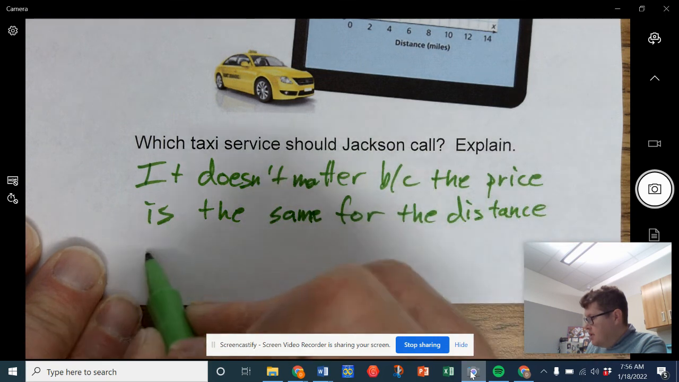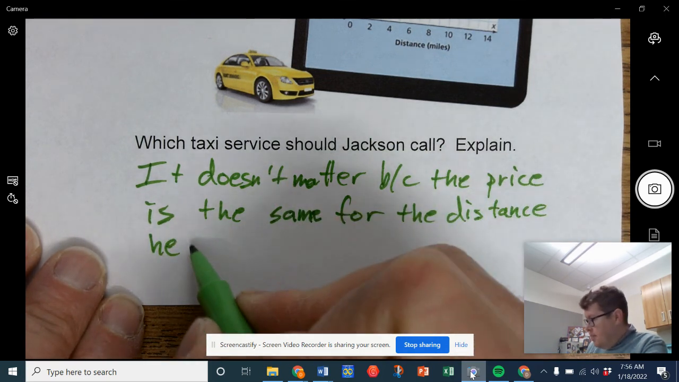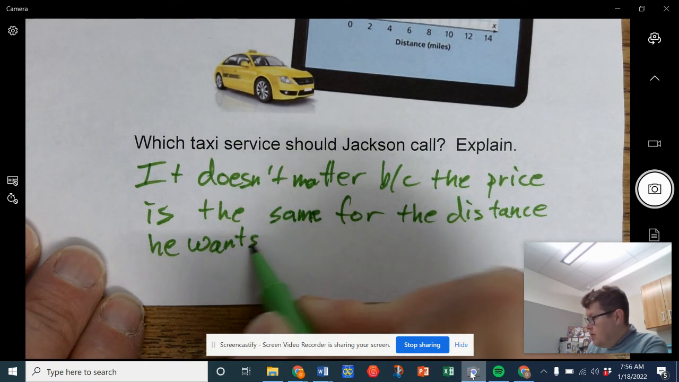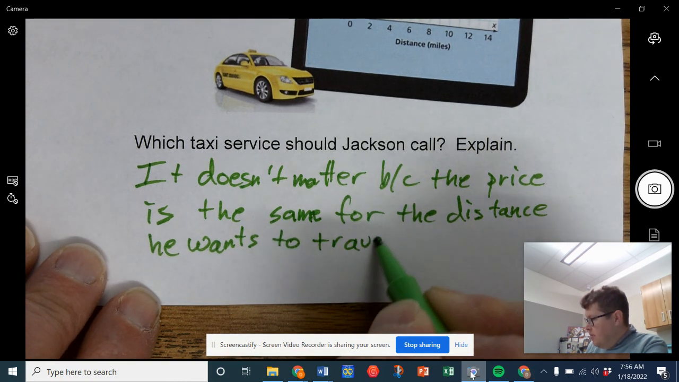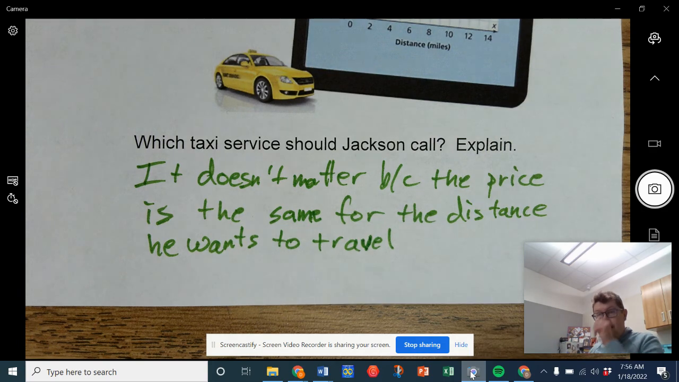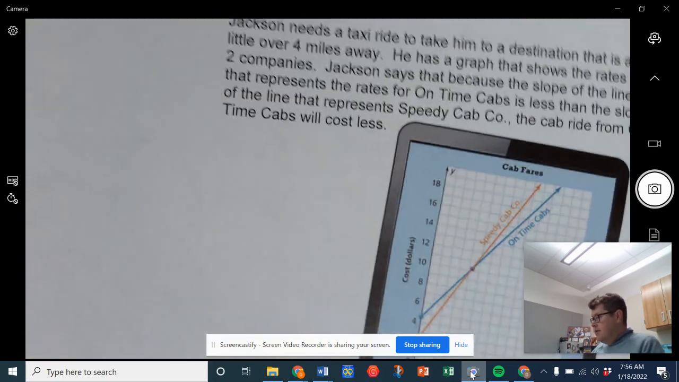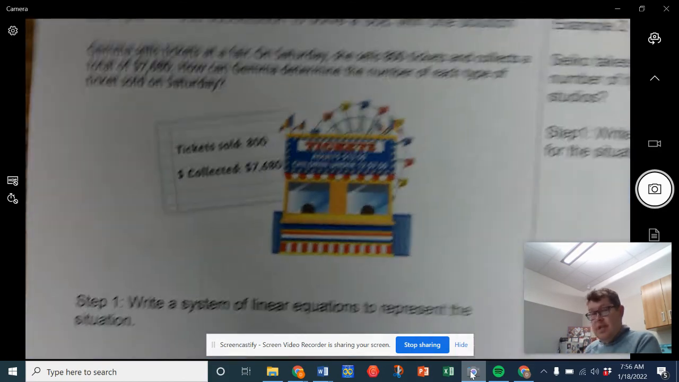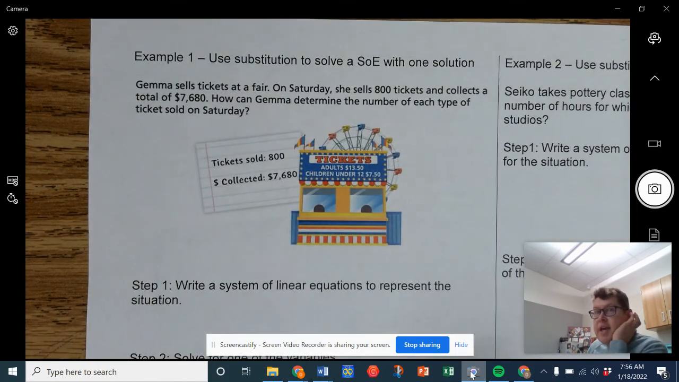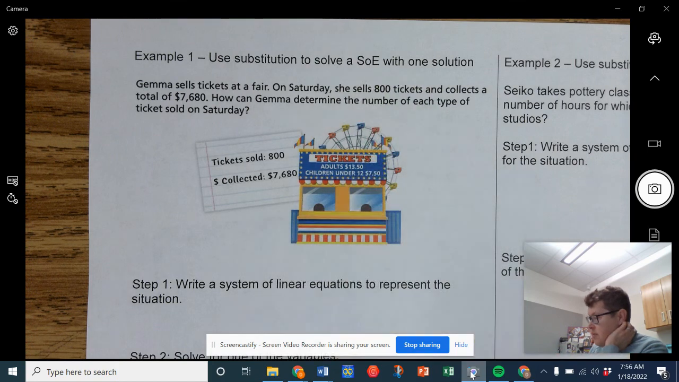So yeah, in this case, because they intersect at the point that he wants to go to, or the distance he wants to go to, the price doesn't matter because it'll be the same for either one. So I don't know. Check Yelp reviews, I guess, for which cab company is better. Okay. So use substitution to solve a system of equations, that's SoE, with one solution.